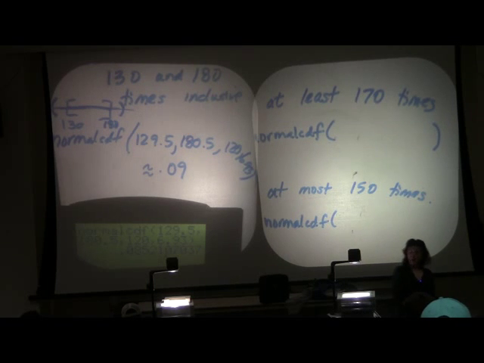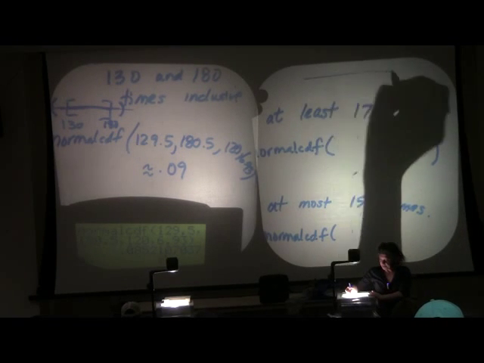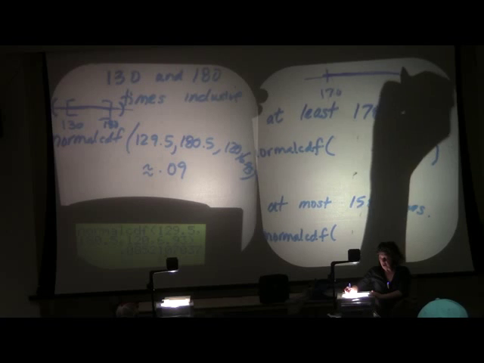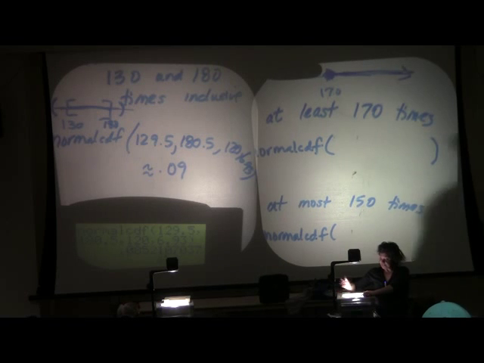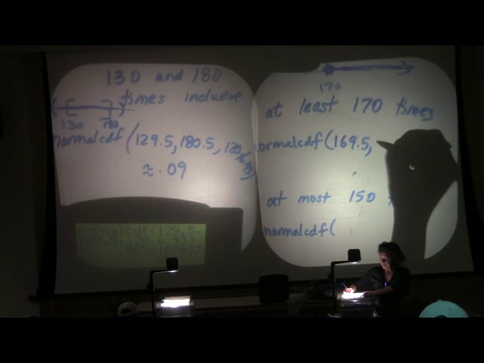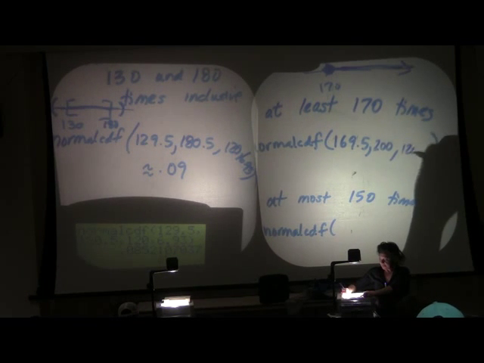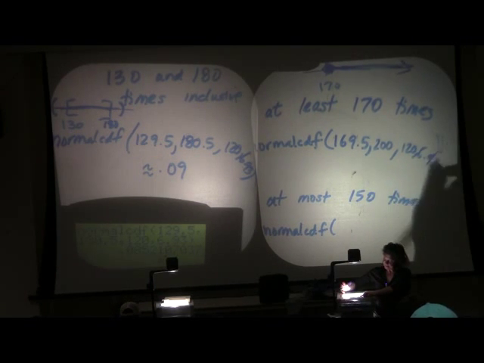Okay, so if I want at least 170 times, doesn't that mean 170 or more? Okay, everybody with me there? Do I want to count that 170? Yes. So if I'm starting at 170 and I want to go higher, which way will I have to cushion him? To the left a little bit. Good. So I would do 169.5, and then we max out at 200, and then I put in my mean and my standard deviation. Does that make sense?